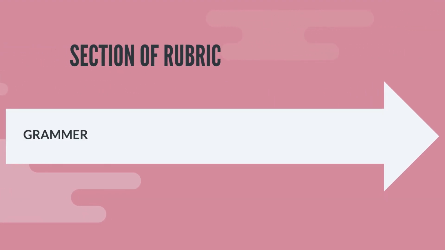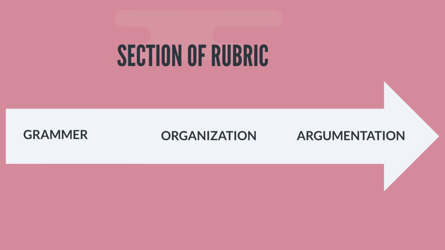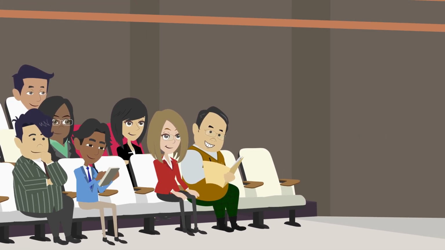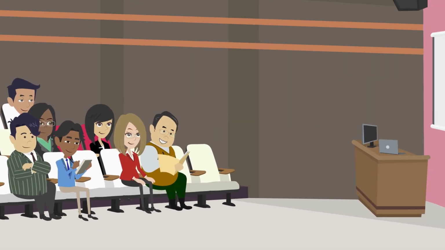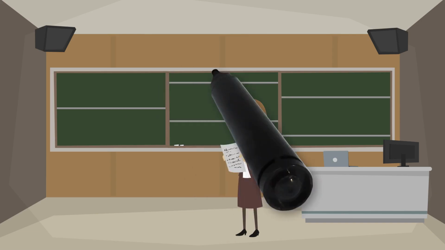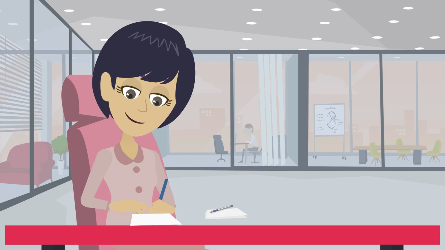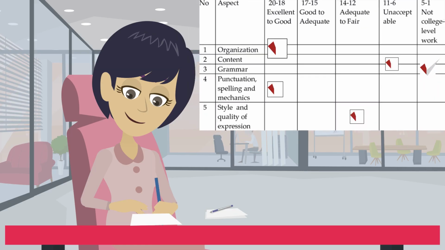The rubric is usually divided into sections, each representing a specific skill or trait, such as grammar, organization, or argumentation. Your job as a writer is to demonstrate your proficiency in each of these areas to the best of your ability. For example, in the grammar section, you will be evaluated on your ability to use proper grammar and punctuation throughout your essay. By using the rubric as a guide, you can identify your strengths and weaknesses and adjust your writing accordingly to meet the criteria.